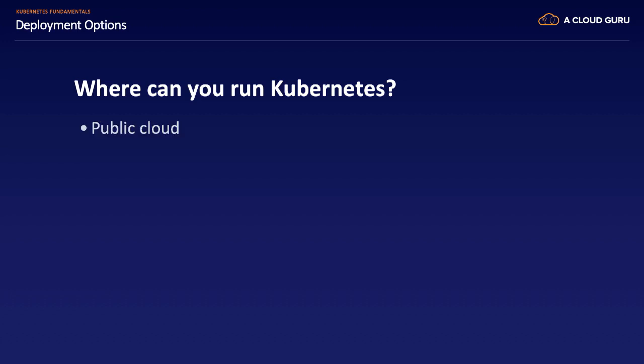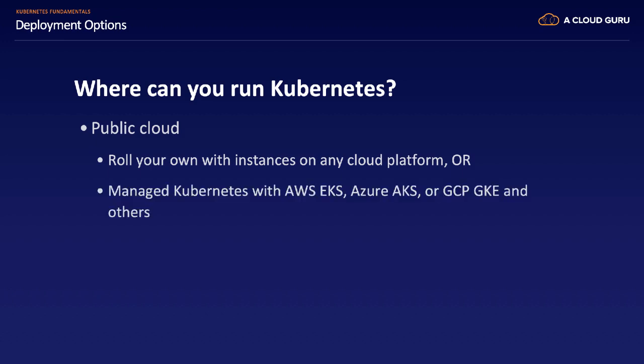Well, you can run it in the public cloud in a variety of different ways. You can roll your own with your own instances on any cloud platform, on Azure, on AWS, on Google Cloud Platform or GCP, simply by creating a Linux instance and then installing Kubernetes. Or you can use a managed Kubernetes service that all of these cloud providers have made available, where they have created their own Kubernetes master control plane. They have their own worker nodes. They manage and scale that as needed. And essentially, you just define what it is that you want to deploy.